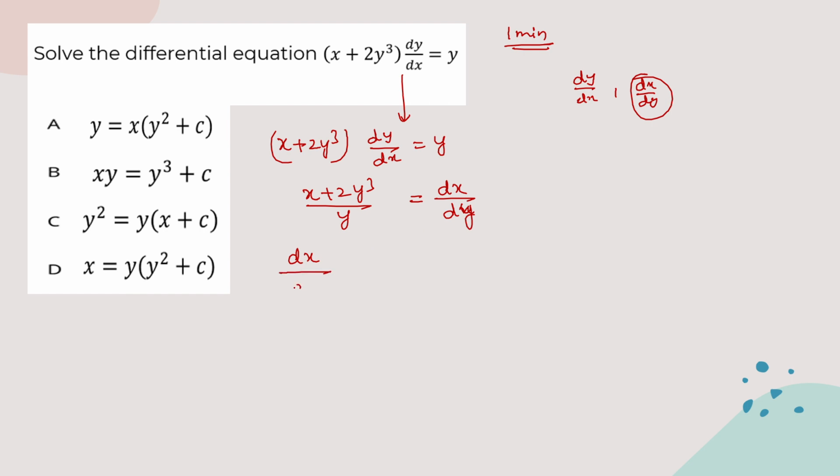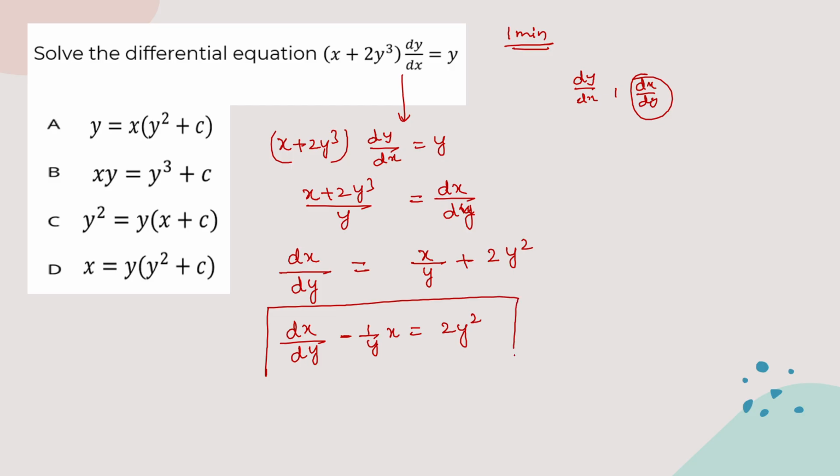So by rearranging the terms, we can write dx by dy is equal to, separate them, right? It will become x by y, and this will become 2y². All right. So can you see that this equation is nothing but in the same format, (1/y) into x is equal to 2y²? Look at this equation carefully, and you will see that this is the same equation that we have discussed, but in terms of dx by dy.